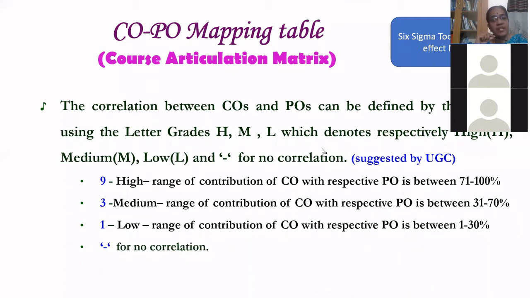So we have to understand the meaning of the written CO and what is the meaning of the PO. PO1 is disciplinary knowledge.